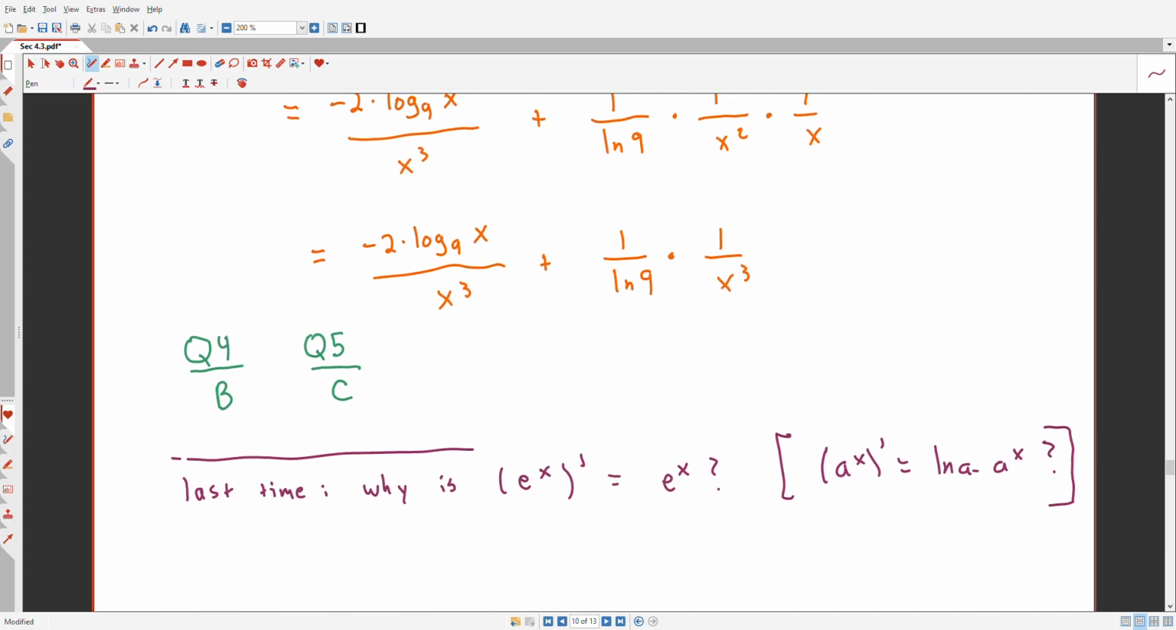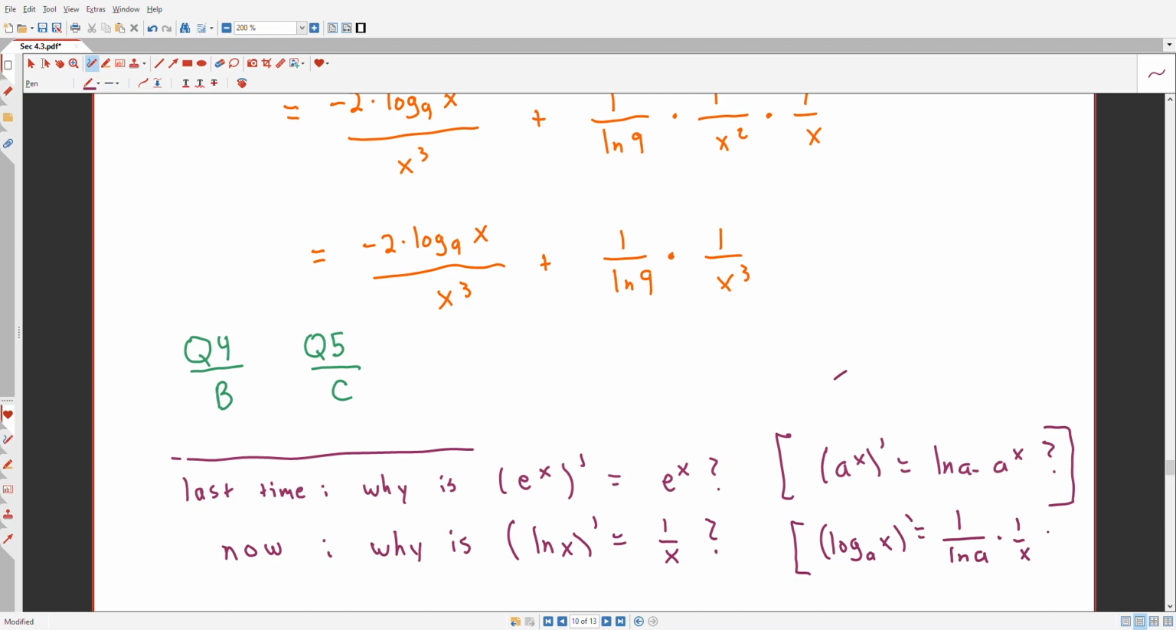Now we have this leftover question, which was not addressed at all in these notes. Why is the derivative of natural log of x 1 over x? Again, I want you to feel really familiar using this over and over and over, but we never told you why. We just said, hey, here's the answer. Similarly, why is the derivative of log base a of x 1 over natural log of a times 1 over x?